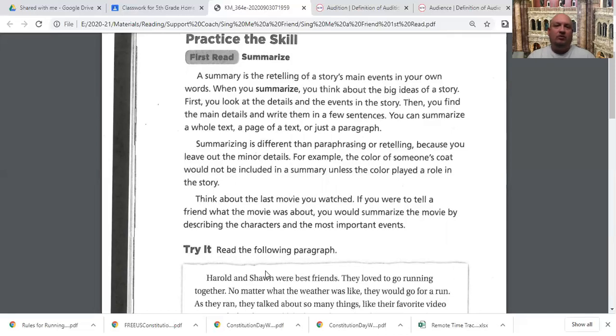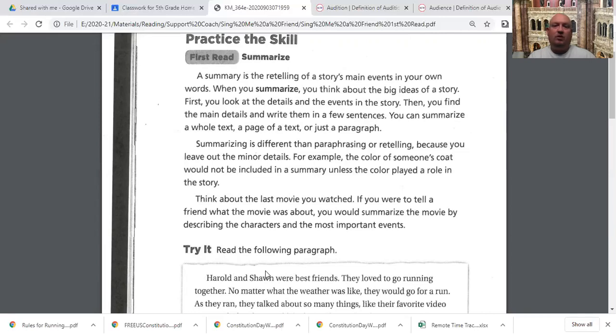A summary is the retelling of a story's main events in your own words. When you summarize, you think about the big ideas of a story. First, you look at the details and the events in the story. Then you find the main details and write them in a few sentences. You can summarize a whole text, a page of a text, or just a paragraph. Summarizing is different than paraphrasing or retelling because you leave out the minor details.